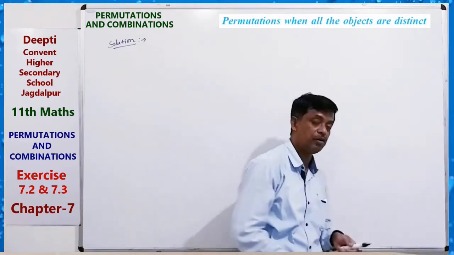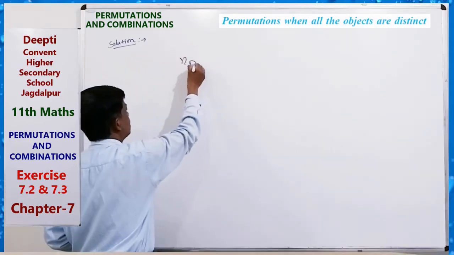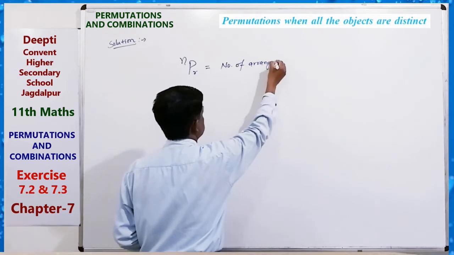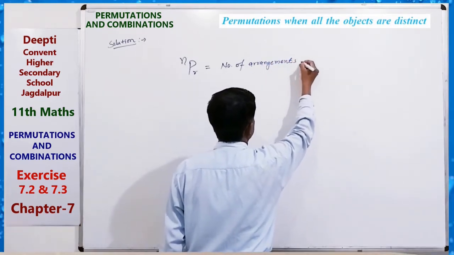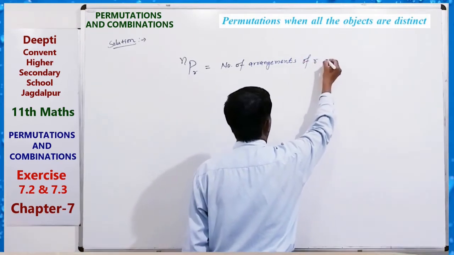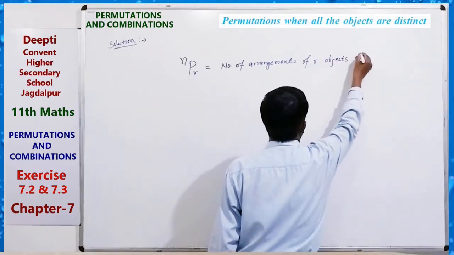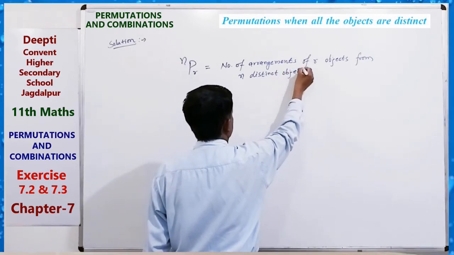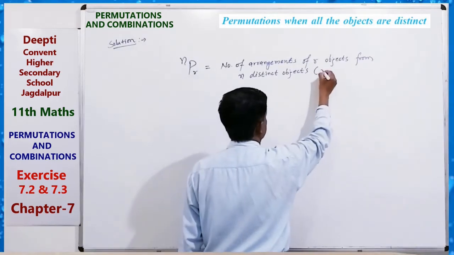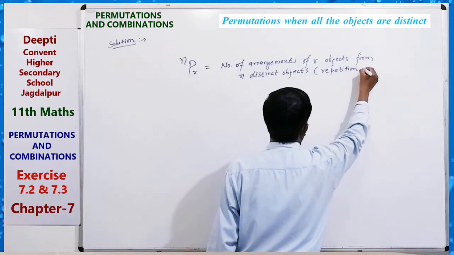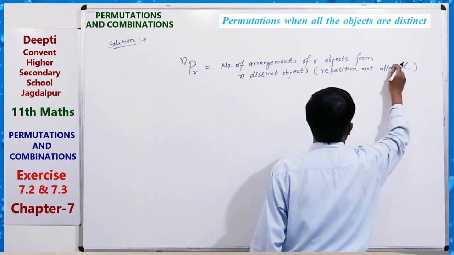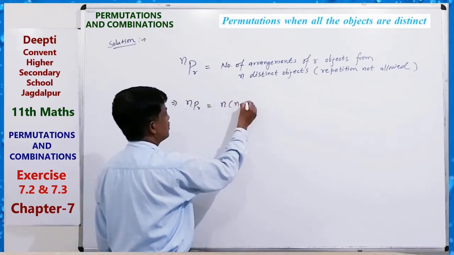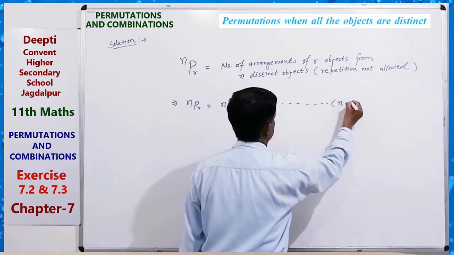What is permutation? Arrangements of r objects from n distinct objects, nPr. This is the number of arrangements of r objects from n distinct objects, repetition not allowed. That is, nPr equals n into n minus 1, into n minus 2, up to n minus r plus 1.